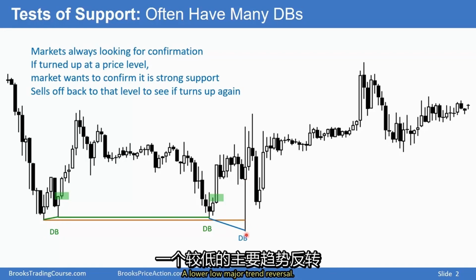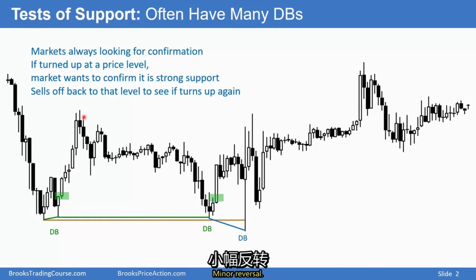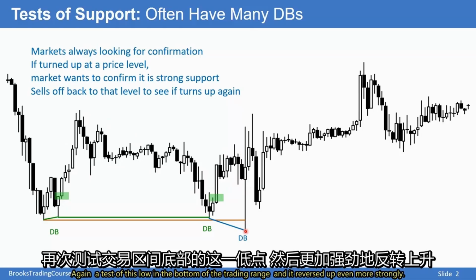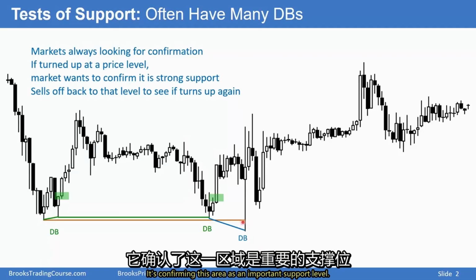A lower low major trend reversal below this low and below that low after a strong reversal up. Minor reversal. The next leg down led to a major reversal attempt. It failed. And then we have a new breakout, again a test of this low in the bottom of the trading range, and it reversed up even more strongly. Another major trend reversal. It's confirming this area as an important support level.